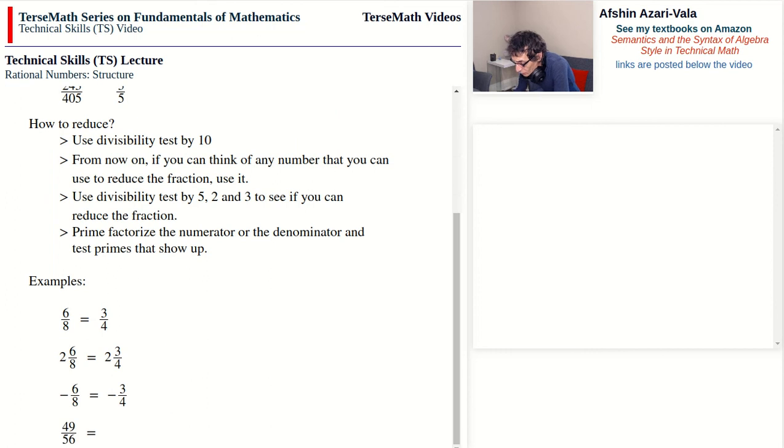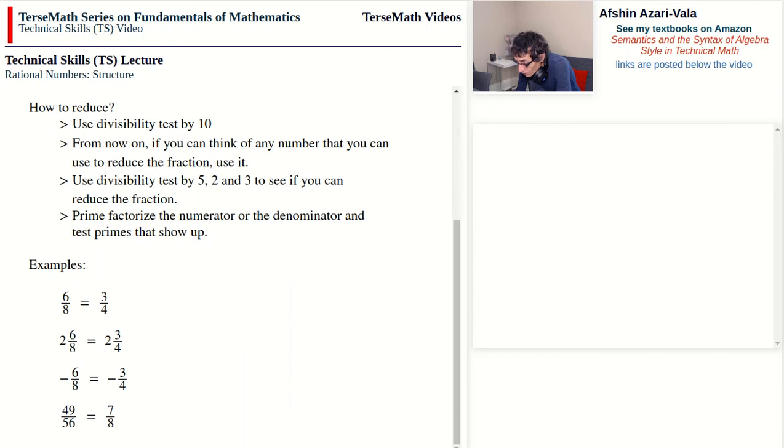Okay, next we have 49/56. And here is where the times table comes in. Again, if you know your times table well, you can just take a look at this and say that 7 goes in, and that it goes into the top 7 times, into the bottom 8 times. And we end up with 7/8.